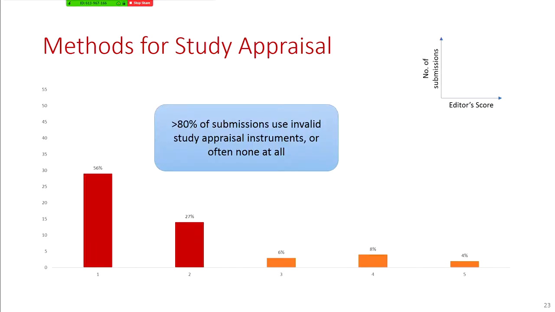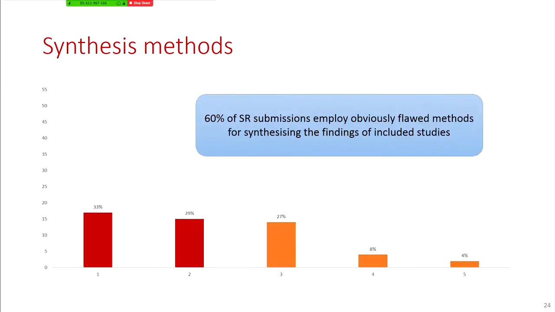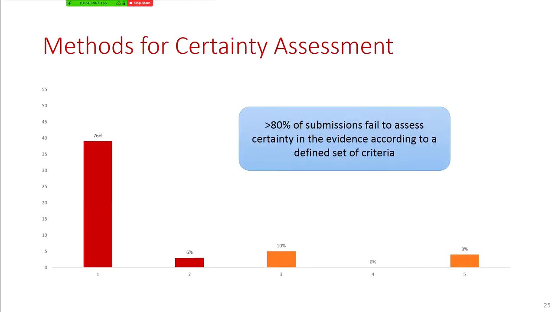So I won't go into all the detail, but 80% of the time we see that the submissions use invalid study appraisal instruments for assessing risk of bias, so we reject on that basis. We see that 60% of the time the submissions employ obviously flawed statistical or qualitative methods for synthesis. These are so obvious that I can tell. And then for methods for certainty assessments, more than 80% of the time the submissions fail to assess the evidence according to a defined set of criteria. So this presents a significant challenge, I think.